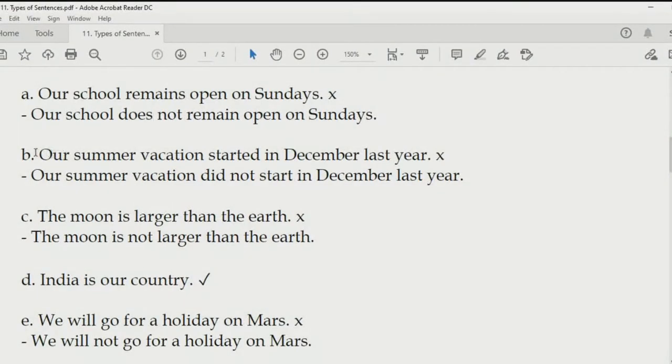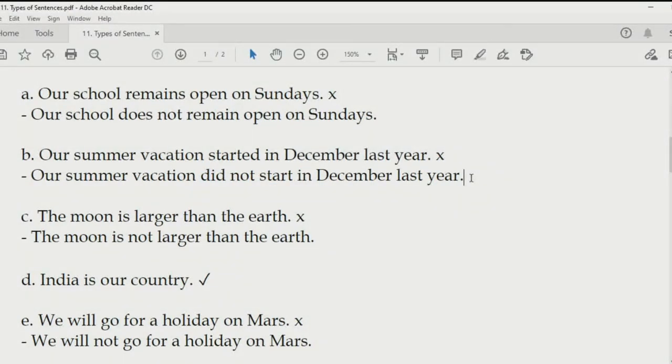Next one, our summer vacation started in December last year. Why is this also untrue? Because we are talking about summer vacation. And if you talk about December, it means winter season. And over here, they are mentioning about summer vacation. So in the answer, it will be our summer vacation did not start in December last year.